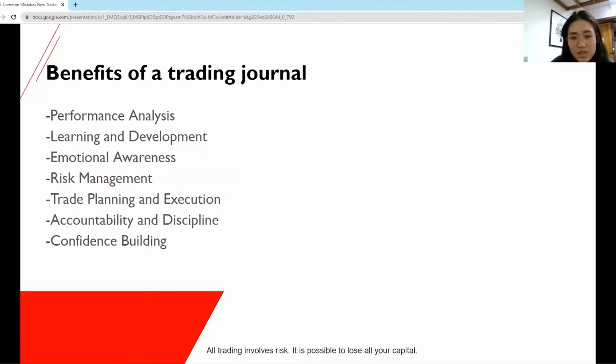Okay, so using a trading journal offers several advantages. I'm just going to briefly go through this. Firstly, we have performance analysis, which allows you to analyze your trading performance in a systematic and objective manner. Same thing, we mentioned this earlier, so I'm not going to get into that. Learning and development. So basically reflect on your decision-making process, identify errors or missed opportunities, and then learn from your experiences.